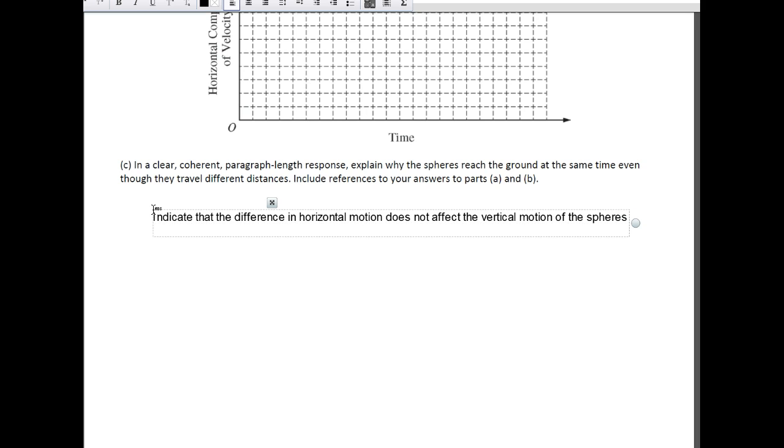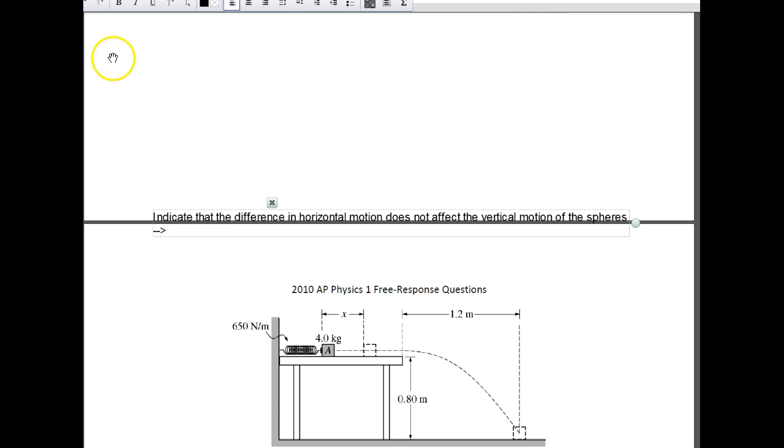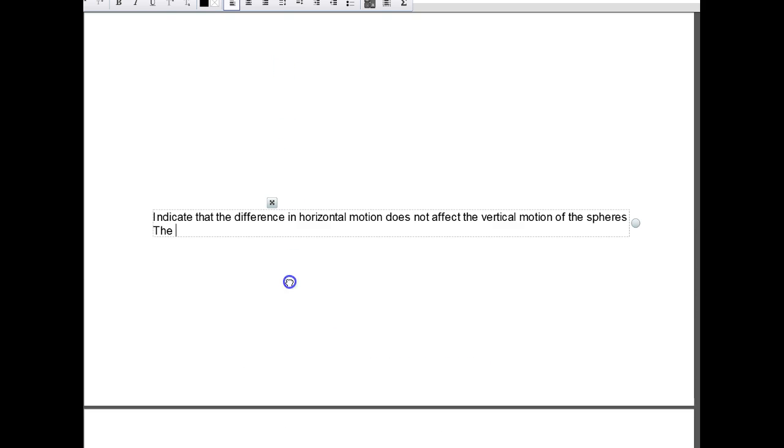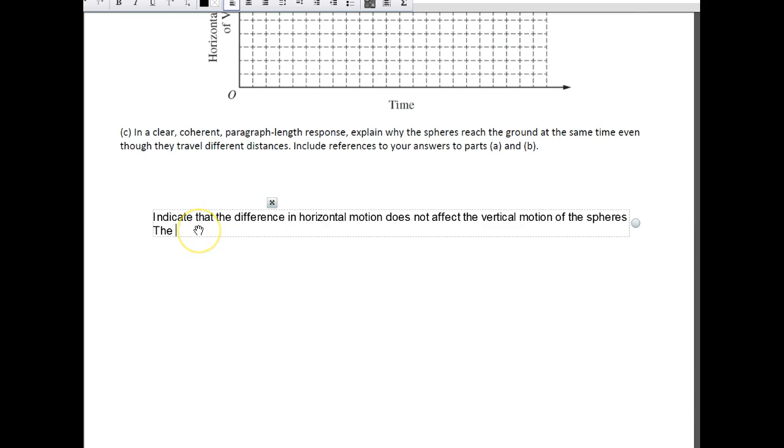So how would we say that? For this one, I would just say: the vertical motion of the spheres is independent of the horizontal motion of the spheres. Okay, so that's 1 point.